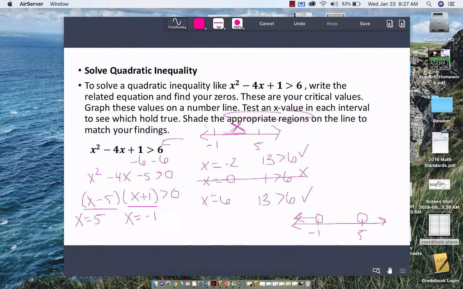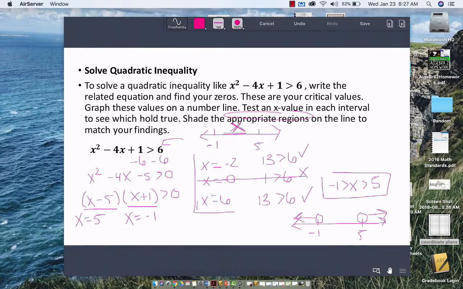Anything less than negative 1 is an answer, and anything greater than 5 is an answer. So the way that this one would look, you would say that x is less than negative 1 and greater than 5. Just like that. So that's what it means. So you want to make sure that you always are testing those intervals.